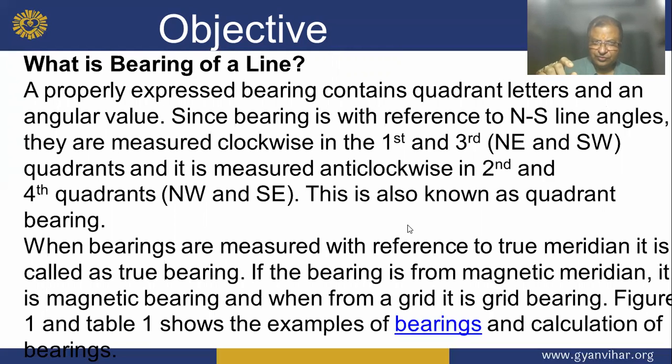So we are discussing that it is measured clockwise in the first and third quadrants, NE and SW, and anti-clockwise in the second and fourth quadrants, NW and SE. This is also known as quadrant bearing.